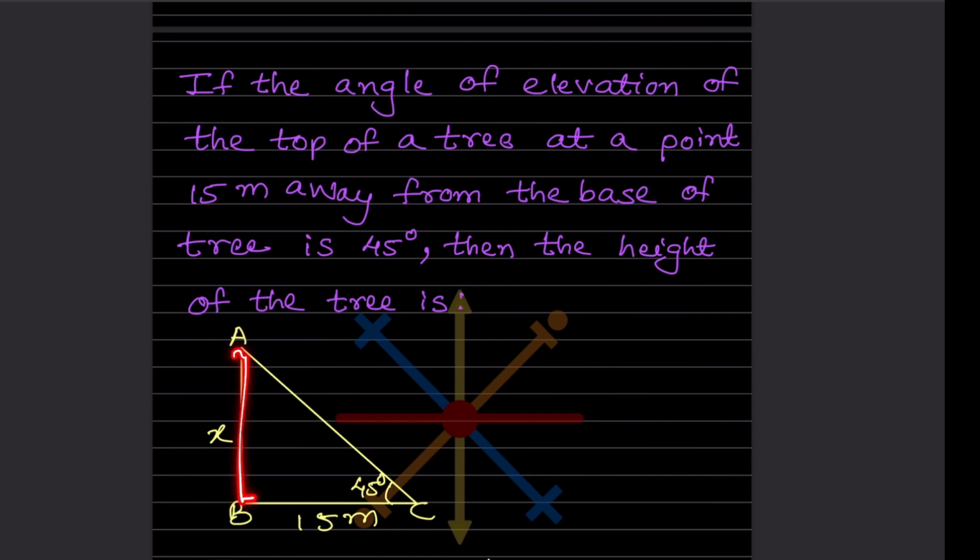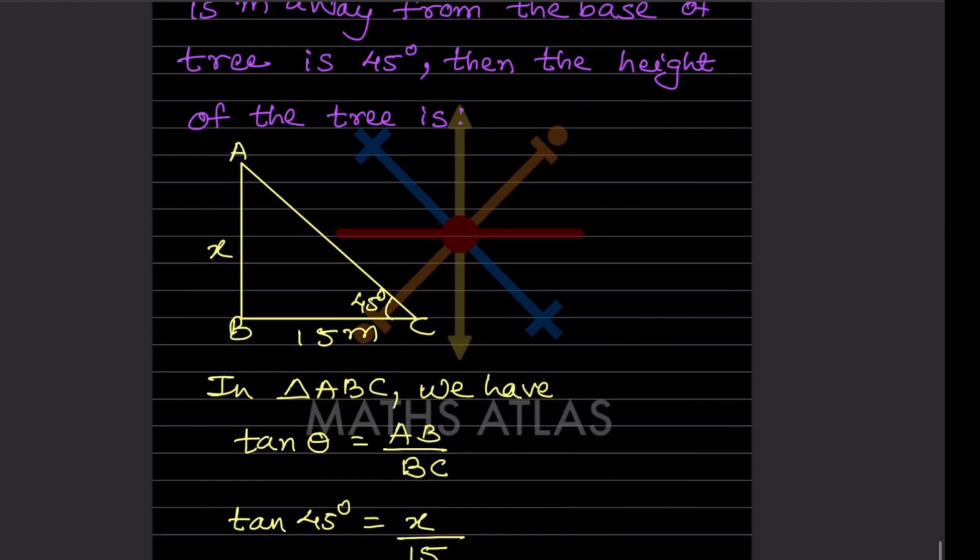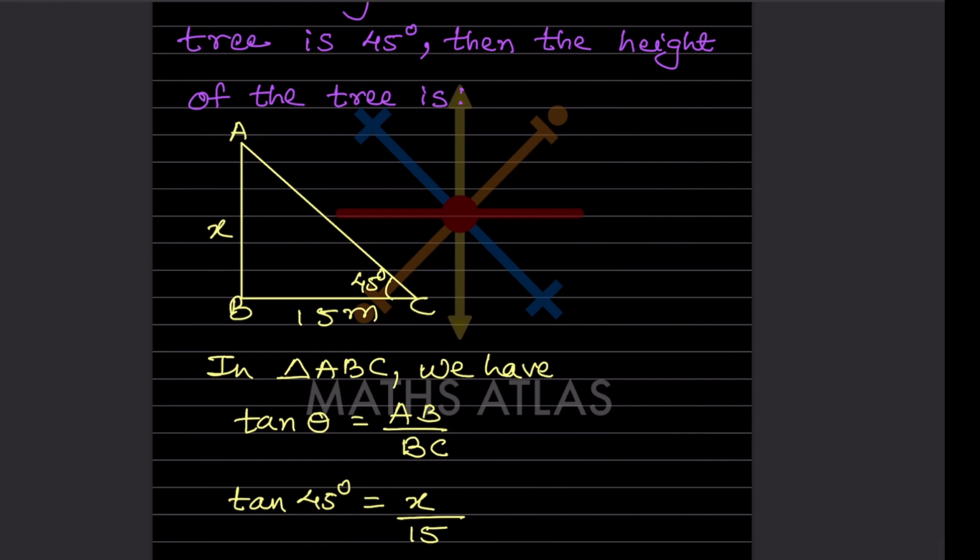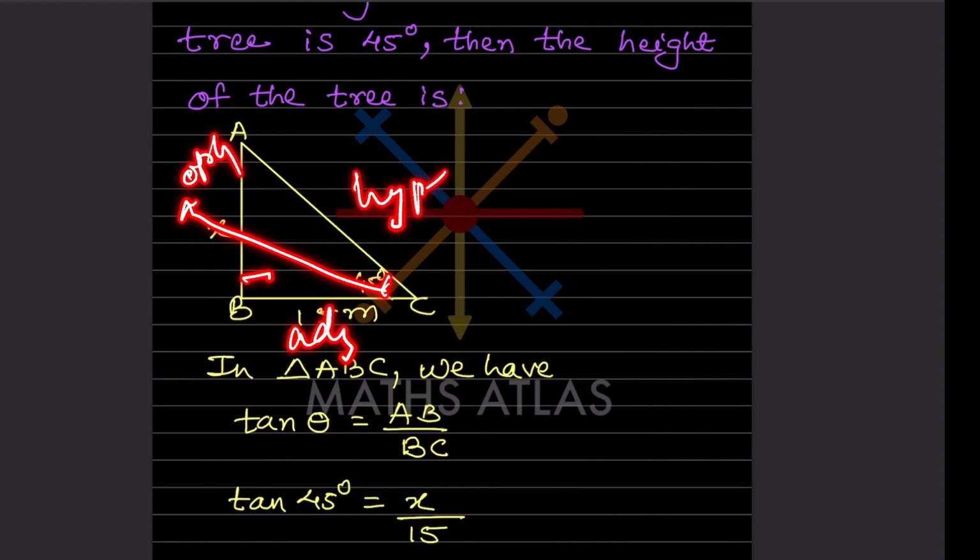Now see here, let us draw this. We can name it ABC, and from the base the angle is 45, so this is 45 degrees. This is the base of the tree, right? So this should be 45 degrees, and it says 15 meters away from the base, meaning this is 15 meters. We don't know the height of it. So in triangle ABC we have 45 here. Now this is the opposite side, this is the adjacent one, and this is the hypotenuse, because this is 90 degrees.